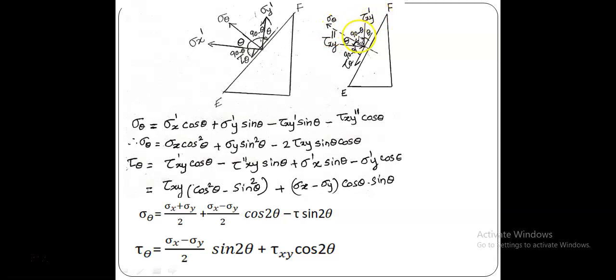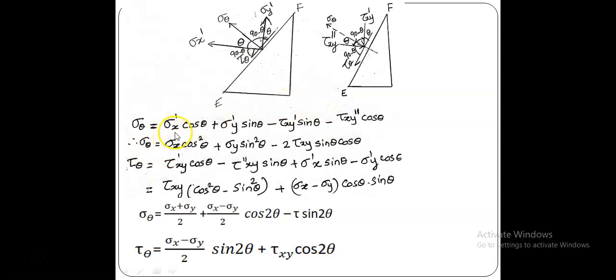Tau xy dash, minus tau xy dash, because it is downward, when it is resolved with the sigma theta, it becomes opposite to the sigma theta. Therefore, that sigma theta value, this tau xy dash, is changed as tau xy dash minus tau xy dash cos (90 minus theta), or tau xy dash sin theta minus tau xy dash sin theta. That's it. Now sigma theta has been resolved. Okay, so let us substitute.